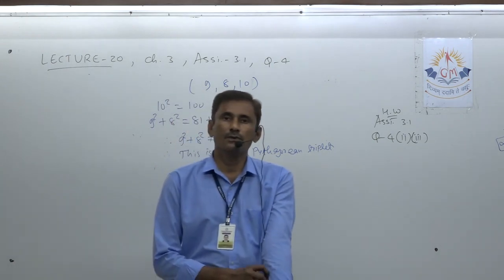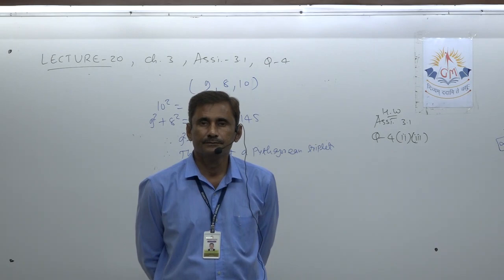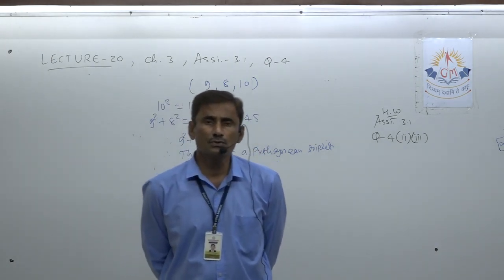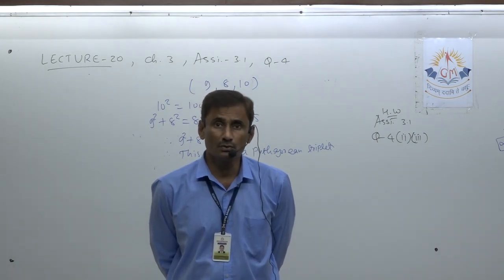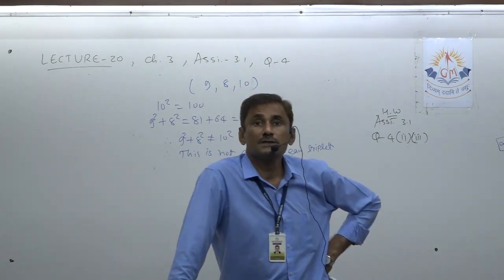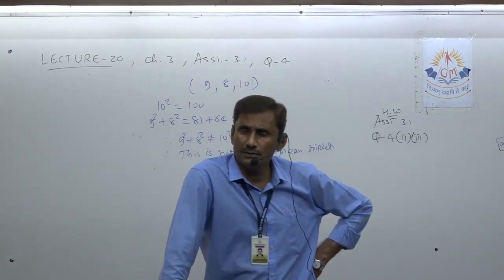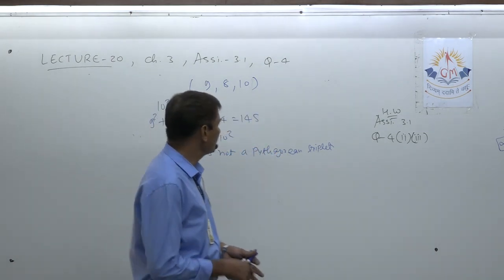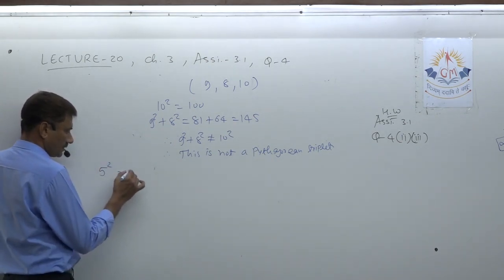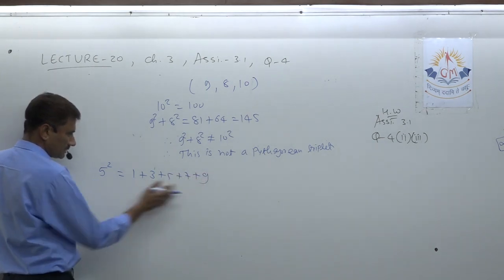Now I think you got the link, the pattern. 5 square means what? 4 square means what? Sum of so many odd numbers. If 10 square is there, then 10 square means what? Sum of the first 10 odd numbers. 5 square is the sum of the first 5 odd numbers. Here I am giving you an example. 5 square is 25, but it will be what? 1 plus 3 plus 5 plus 7 plus 9. So the sum of the first 5 odd numbers.